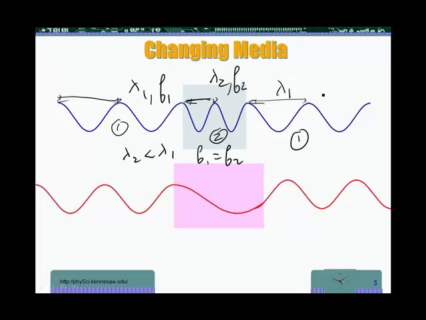Now, what else can change? What's going to make the wavelength change? It is the speed. Now, remember what's the expression relating the speed of the wave, or the wavelength, and the frequency of the wave, which is lambda is equal to v over f. So for a constant f, if I have a smaller v, I'm going to have a smaller lambda.